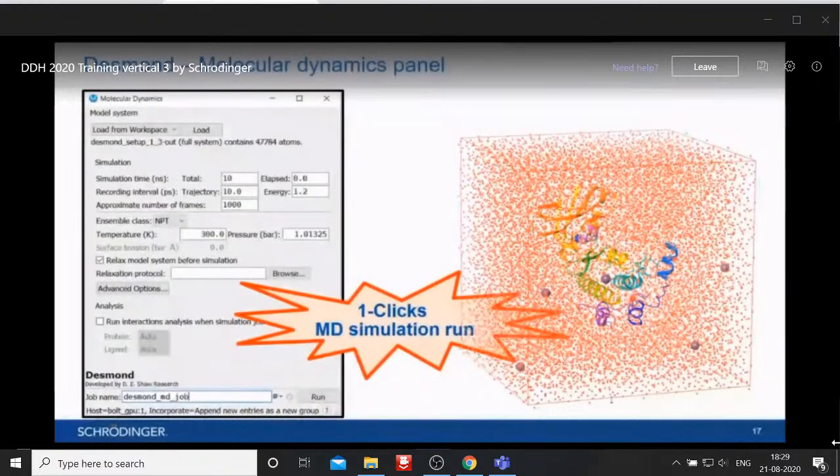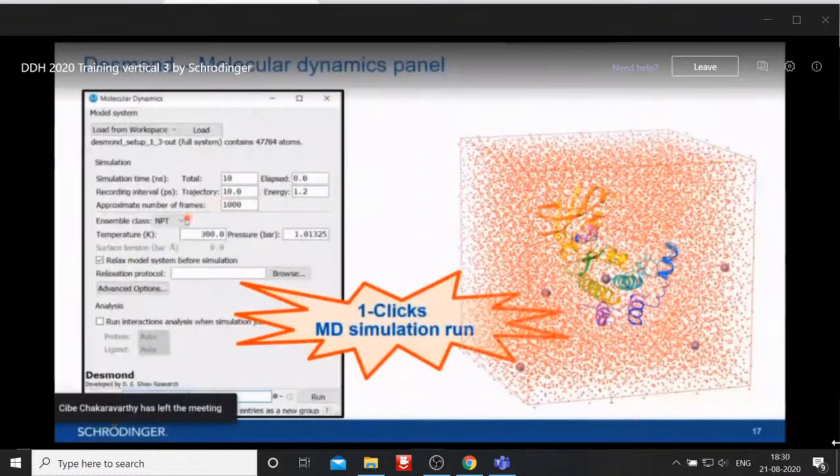And once you have the system ready, you are ready for running the MD simulation. Even running MD simulation is a one click panel: load your system and click on run. You can also specify other parameters. All the parameters necessary to perform MD simulations are considered there by default, but if you want to change them, you can. For example, how many nanoseconds you want to run the MD simulation. Here it is an example of a 10 nanosecond MD simulation. How many frames you want to write. By default, these parameters are calculated by the software, but you can also change them.